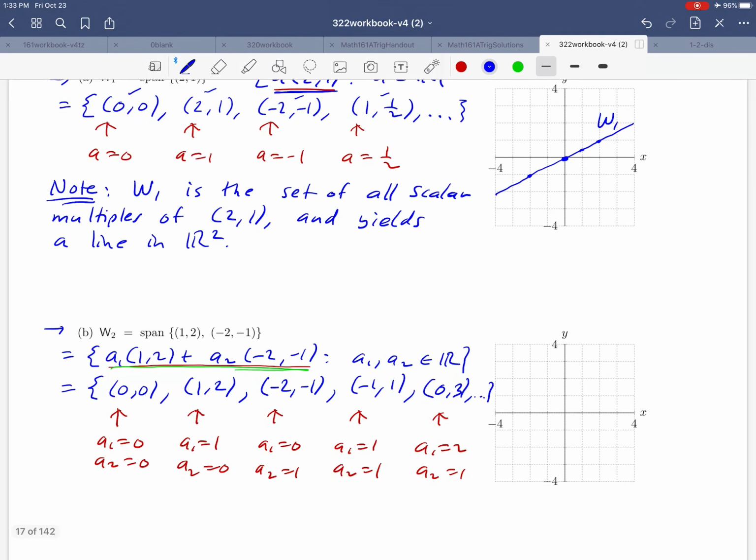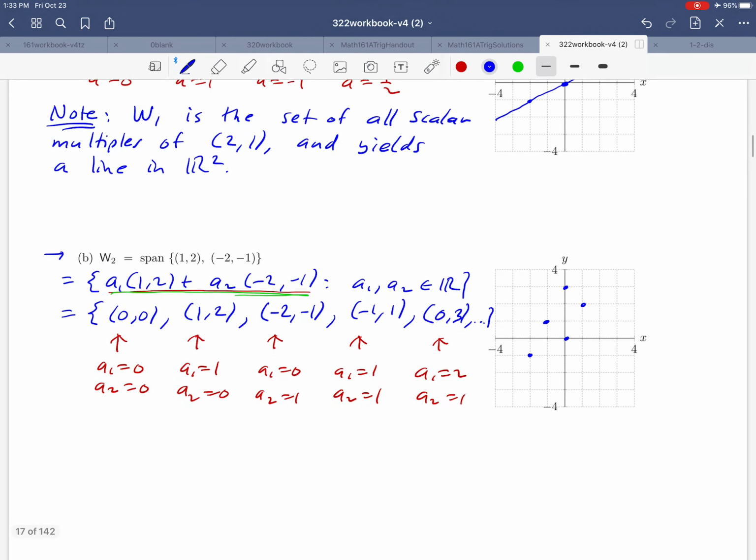Okay, let's plot those points and just see what they look like this time. So we've got (0, 0). (1, 2) is up here. (-2, -1), that's down here. (-1, 1) is up here. And then finally (0, 3) is up here. So what do you think? If we kept doing this, substituting in more and more values of a and plotting more and more points, what do you think would happen?